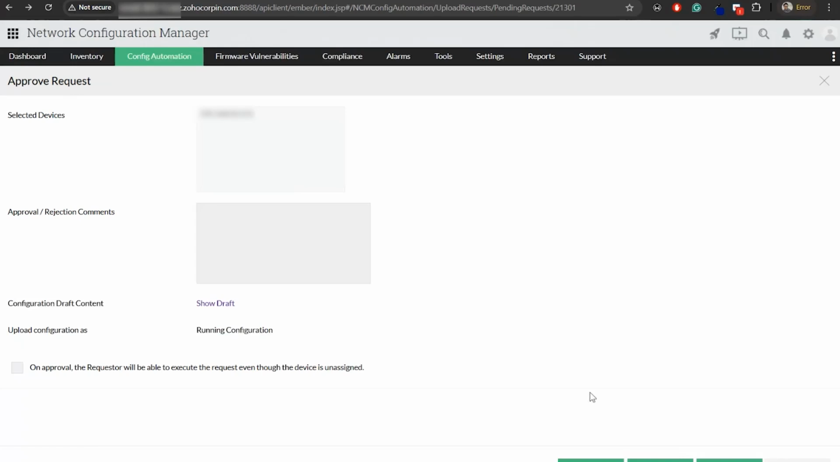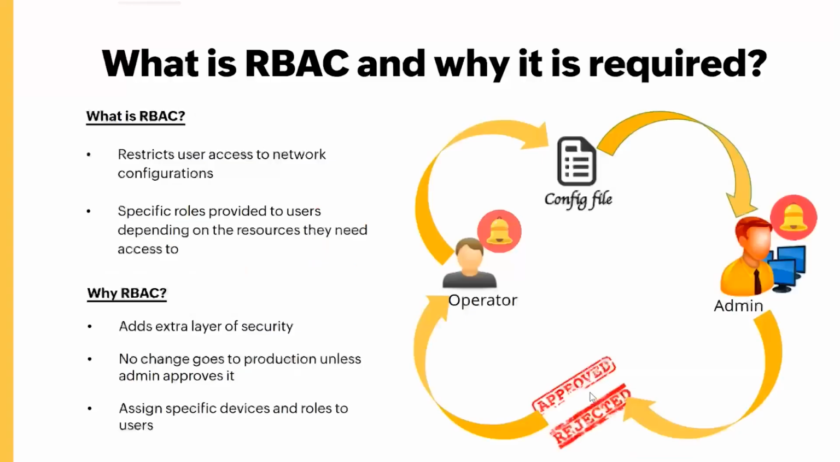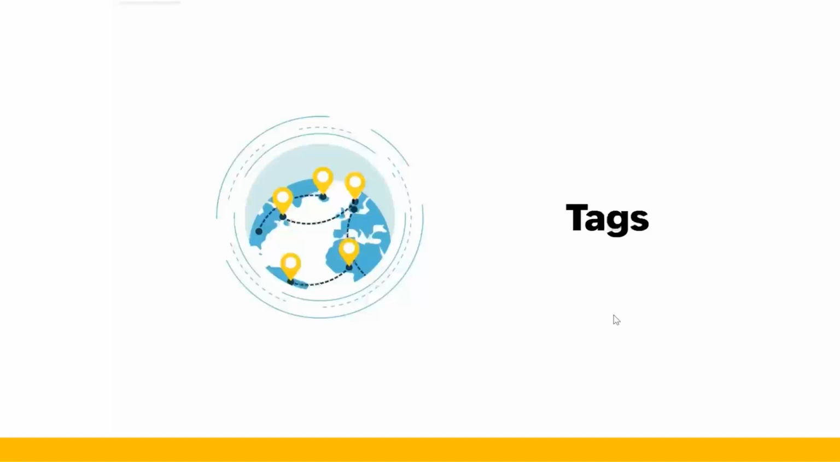So that's how role-based access control works in Network Configuration Manager. This feature minimizes the risk of unauthorized changes or access to network configurations. It enhances security, and it also ensures accountability through controlled access and audit trails. Now let's move on to the next topic, which is tags.